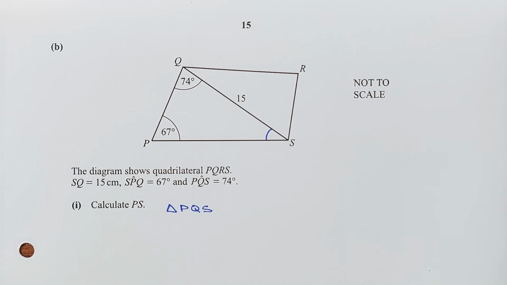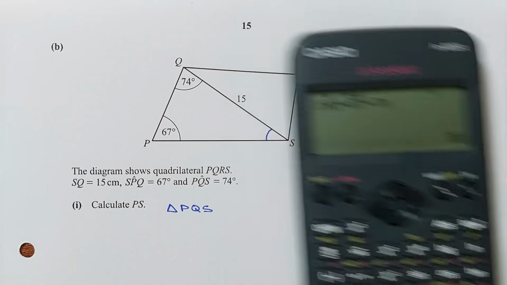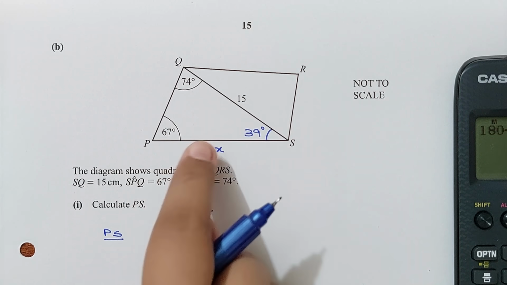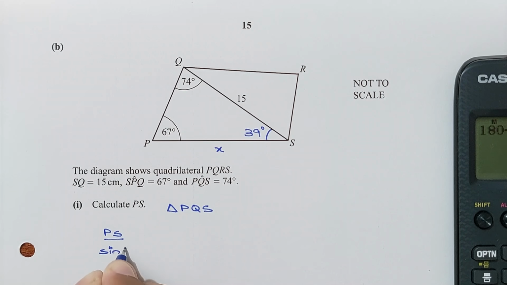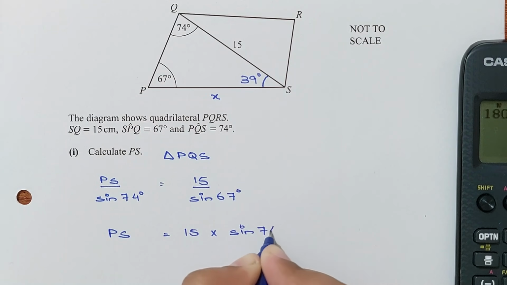Sum of all angles of a triangle is 180 degrees. So we can say 180 minus 67 minus 74 is 39 degrees. Okay, now we have to solve for this PS. Let's say this is X, right? So apply the law of sine. PS over the sine of its front angle, sine of 74, equals 15 over its front angle, sine of 67 degrees, right? So PS equals 15 times sine 74 degrees over sine 67 degrees.